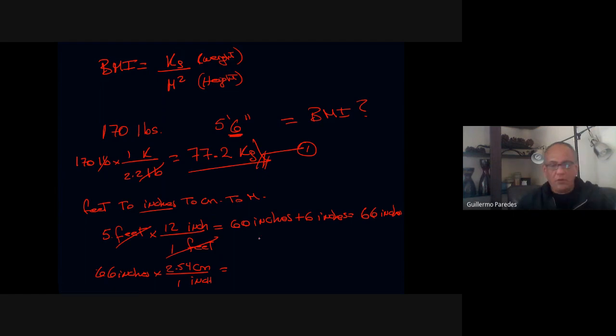That is going to give me 167.64 centimeters. Then I want to change it into meters. So I'm going to multiply, centimeters down and meters up. I know that 1 meter is 100 centimeters, centimeters and centimeters goodbye, and my result will be 1.67 meters. That is number 2. You okay with that?